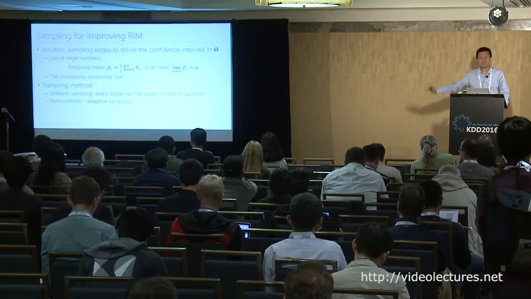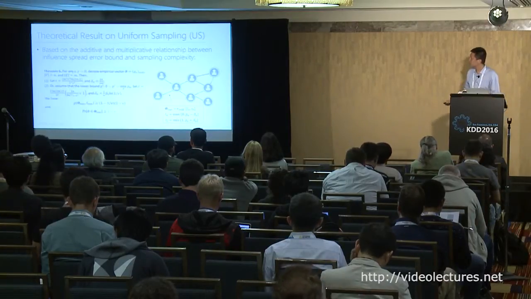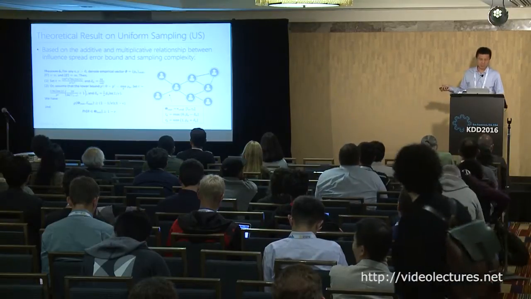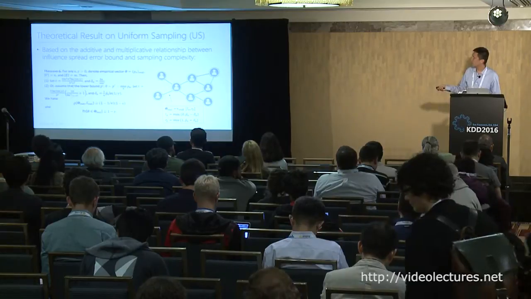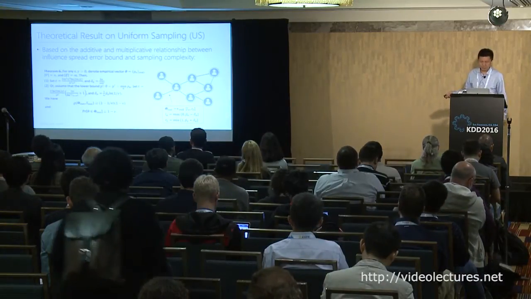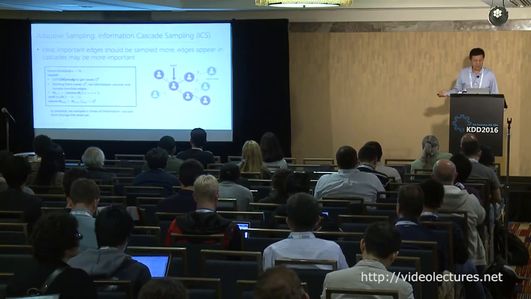Some edges are less important, so you should sample them less. Some other edges, maybe you should sample more. For uniform sampling, we give some theoretical results based on concentration bounds on how many samples you need per edge to reach a reasonable gap ratio. But let me ignore this.